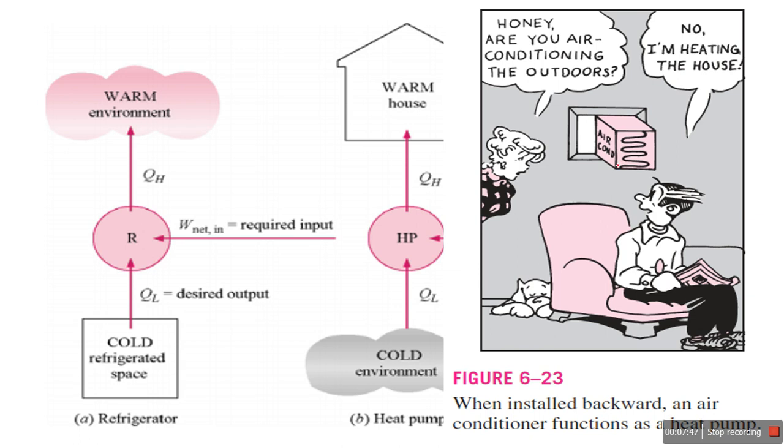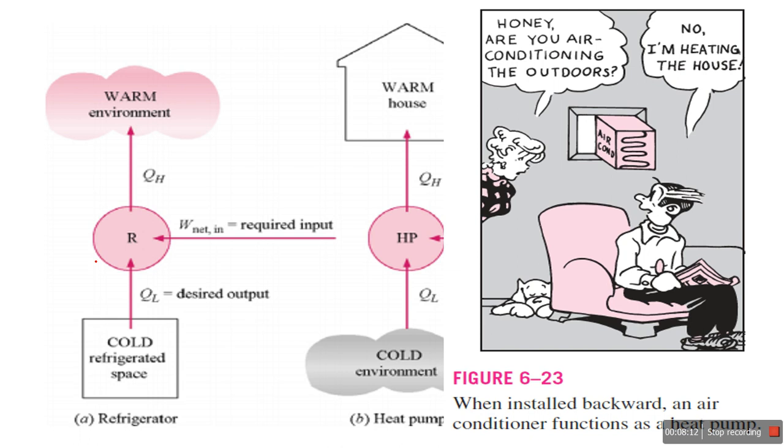I purposefully show a conversation between these two persons. One person says, are you air conditioning the outdoors? The reply is, no, I am heating the house. What does it indicate? Simply, when installed backward, an air conditioner functions as a heat pump. The domestic refrigerator and the window AC work on the same principle.